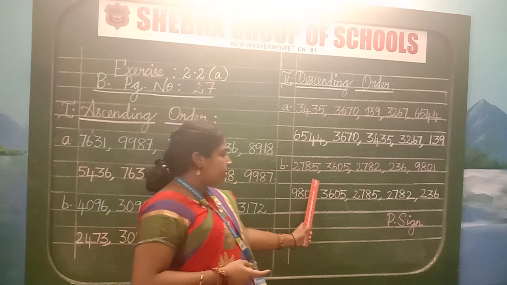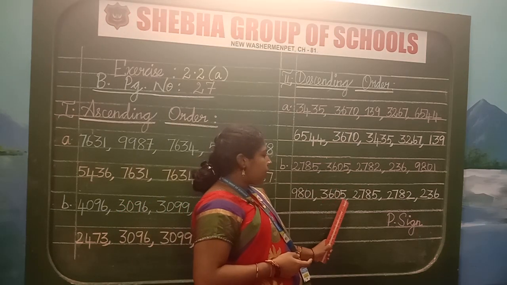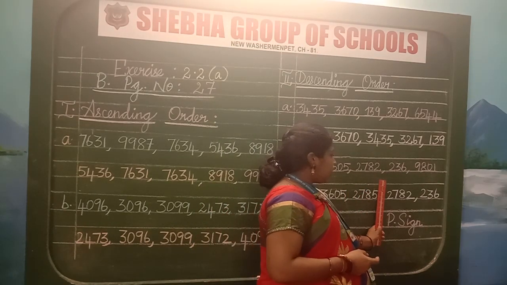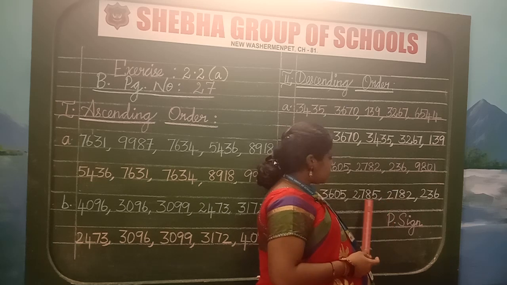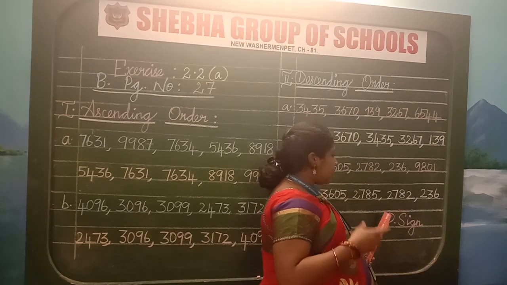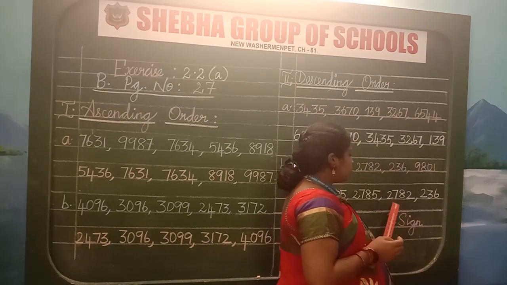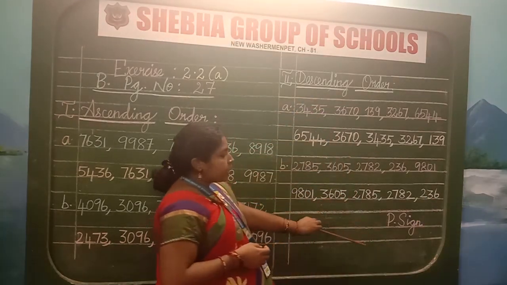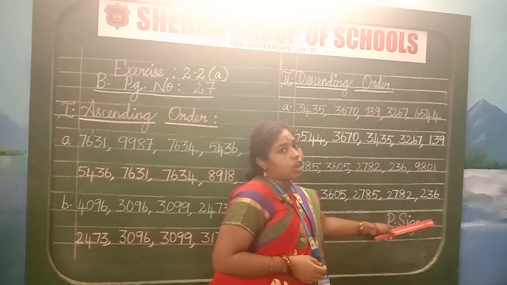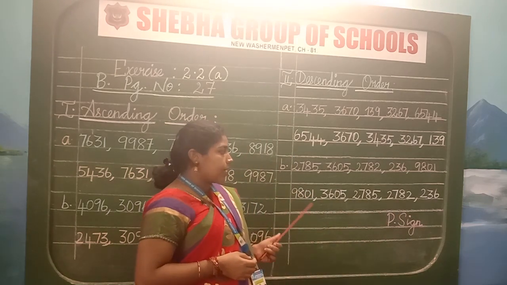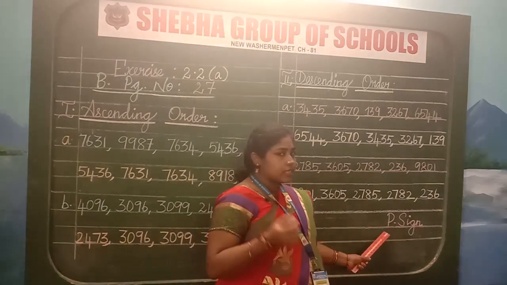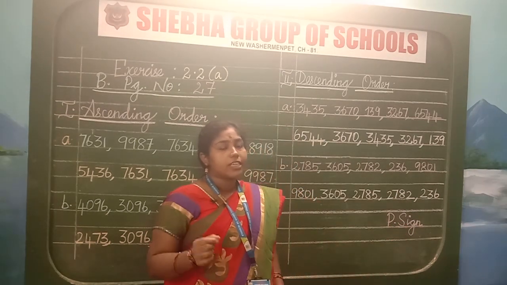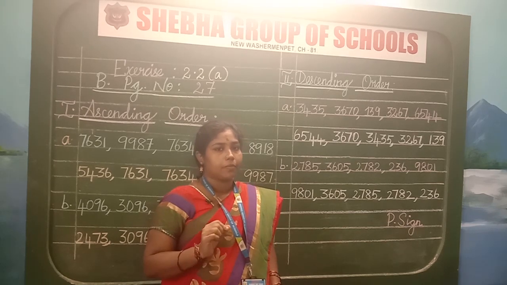So comma, keep finger gap, 3605 comma, keep finger gap, 2785 comma, keep finger gap. As I told you, the same digit occurs. See the next digit and observe it. So 2782 comma, finger gap, 236. After finishing this Roman number, you have to draw a line with your pencil and your scale. After writing this, take your blue stick pen, write it as parent signature. It is very compulsory to get your parent signatures, children.